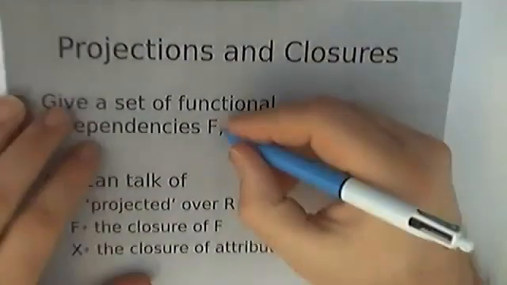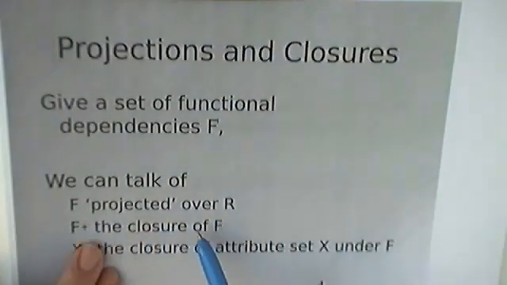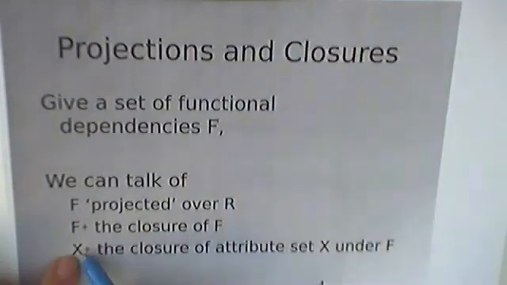So given a set of functional dependencies F, we can talk about the closure, and then we can talk about the closure of an attribute set also under F. The closure of an attribute set is a lot of times the way you want to look at it. We've been doing this implicitly. When you were calculating candidate keys and super keys, you were using mostly transitivity, I imagine, to calculate the closure of an attribute set under a set of functional dependencies.